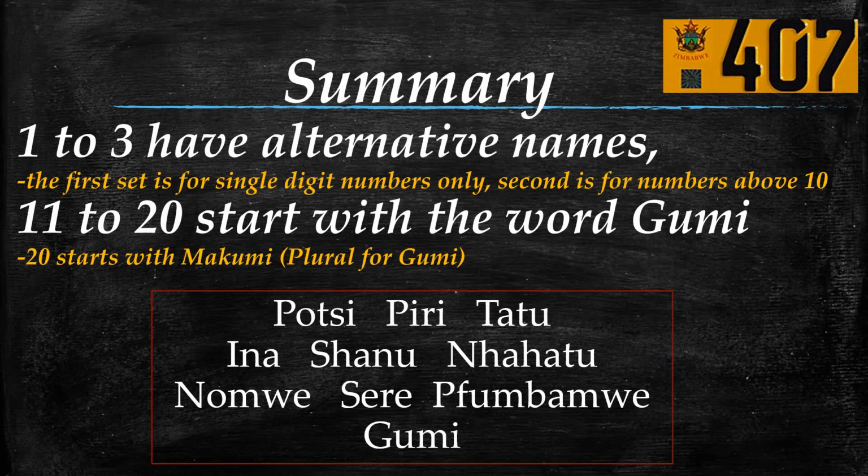Now let's practice numbers 1 to 10 in Shona, this being number 1. Okay, potsi. So I will count now. Potsi, piri, tatu, ina, shanu, nanatu, nomwe, sere, fumbamwe, gumi. I'll repeat. Potsi, piri, tatu, ina, shanu, nanatu, nomwe, sere, fumbamwe, and gumi.